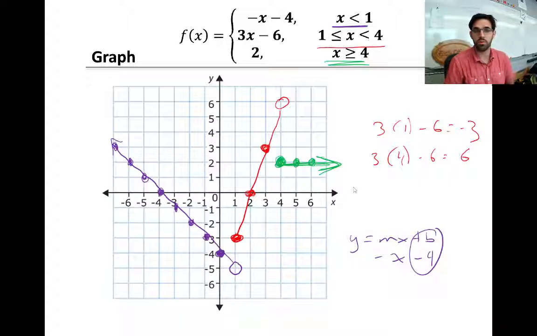Anyways, this is the graph for this piecewise function. Go ahead and pause the video, make sure it makes sense to you, and then we'll move on.